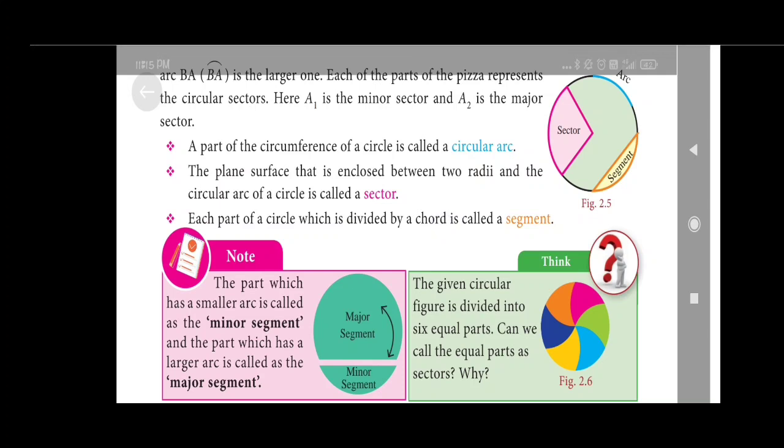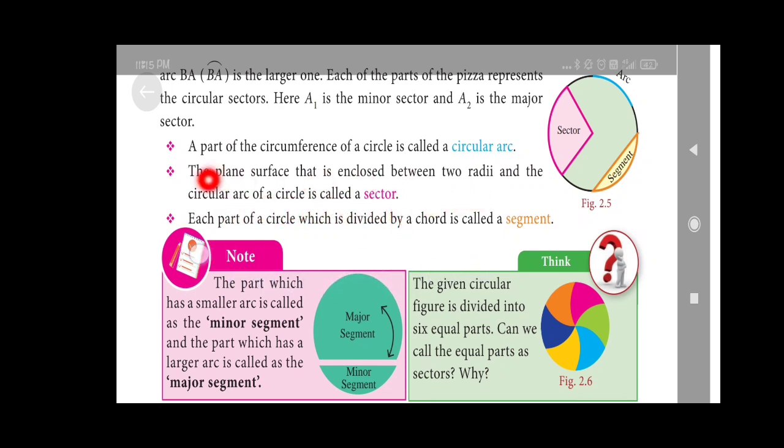Then here a part of the circumference of a circle is called a circular arc. Part. So circumference is this, the boundary. Then part means we can take some part. If you see this pink color, you can see the part. This part is called circular arc. So this blue color also is a circular arc. This yellow color also is a circular arc. Okay, the part of the circumference. Then the plane surface that is enclosed between two radii and the circular arc of a circle is called a sector.